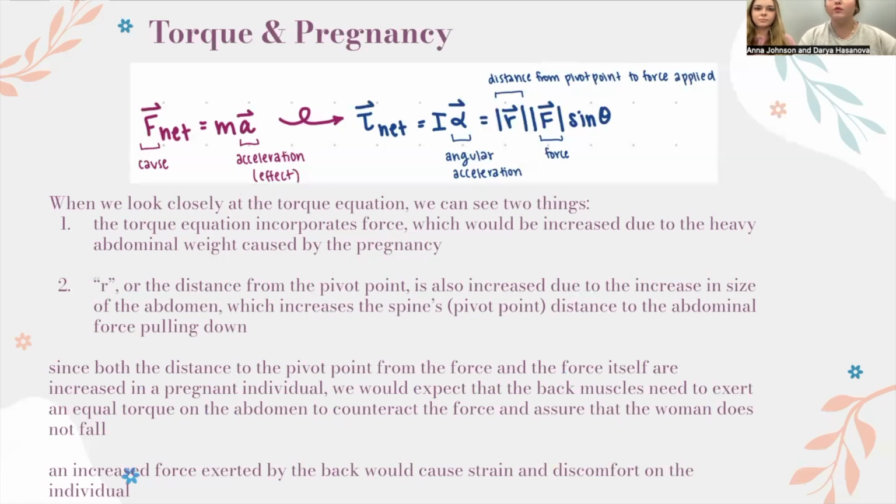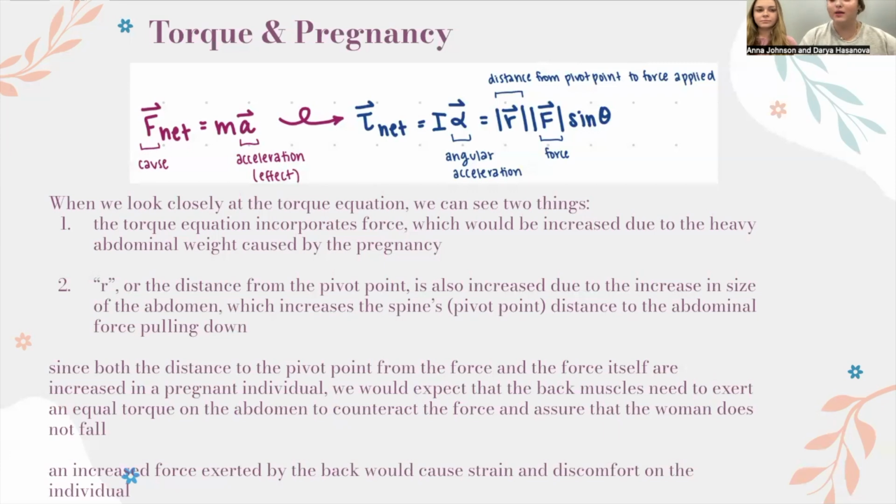Well, looking back at the formula that is shown above, and it tells us how to calculate torque, we can see two things. The first thing is that the torque equation incorporates force. And if we think about it, the force would be increased due to the heavy abdominal weight caused by the pregnancy. And then we also have R, which is the distance from pivot point to force applied. And if we also think about this, the R value would also be increased due to the increase in size of the abdomen, which increases the spine's distance to the abdominal force pulling down.